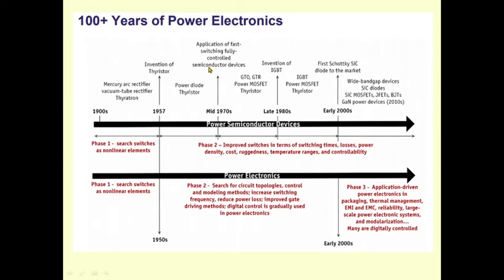Here the researchers invented the IGBT, which was another revolution. The IGBT revolutionized power electronics in a major manner. Then the next was in the early 2000s, where we got the wide band gap devices, that means SiC, silicon carbide, and gallium nitride power devices. SiC increased the power range. That means SiC based IGBTs or MOSFETs.